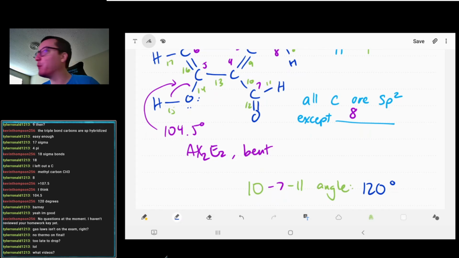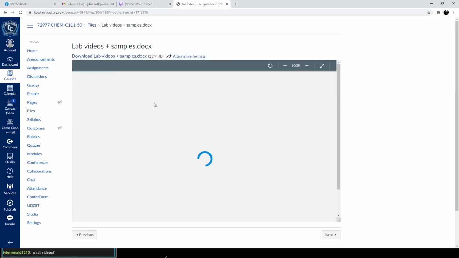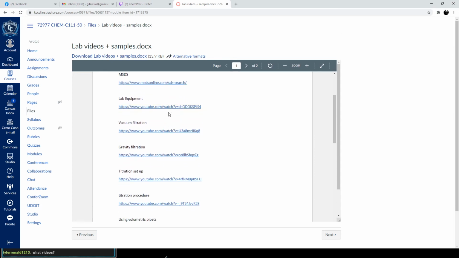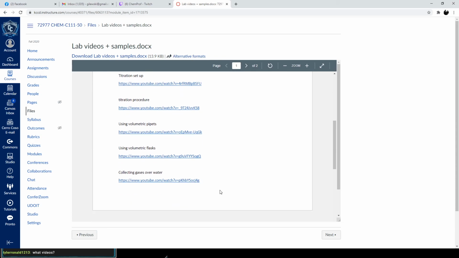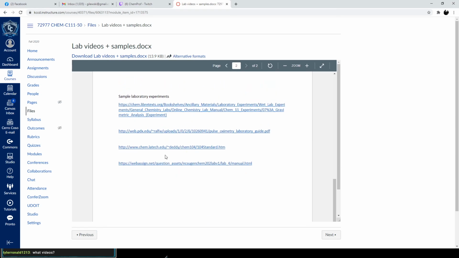They're in, if you look on Canvas, let's have a look. I think that's this one. In the videos and samples one, there's all these YouTube videos of various things. You've got just lab, what equipment is available to you. You'll have various how to do these sorts of things videos, and as well there are some sample experiments.